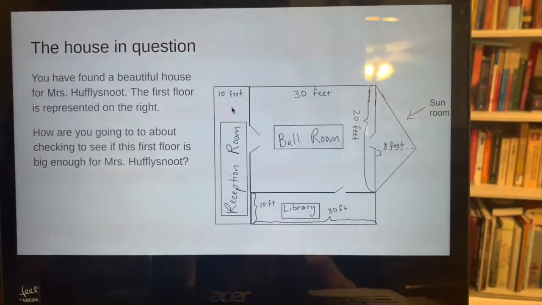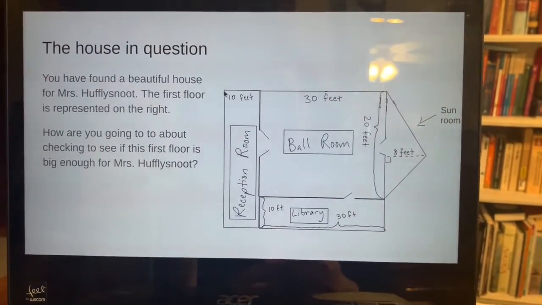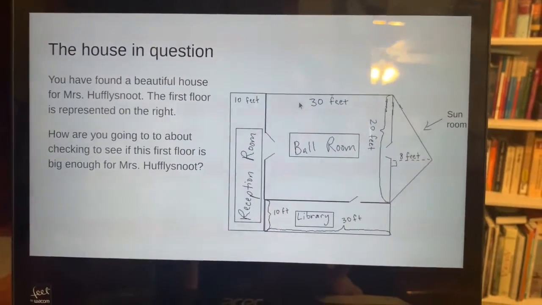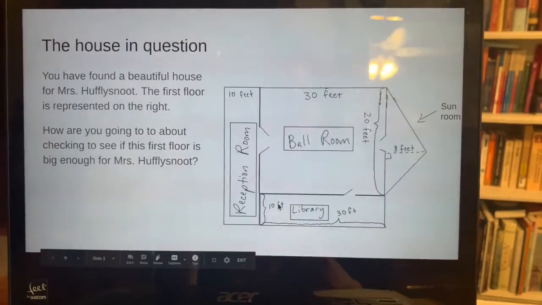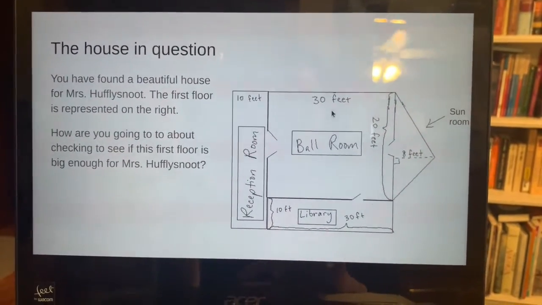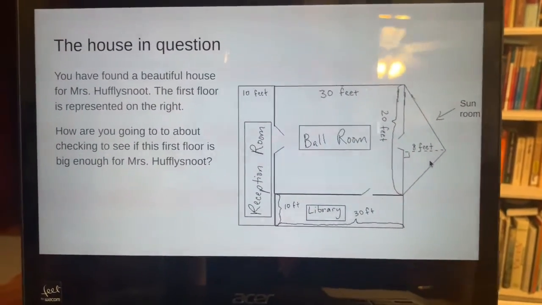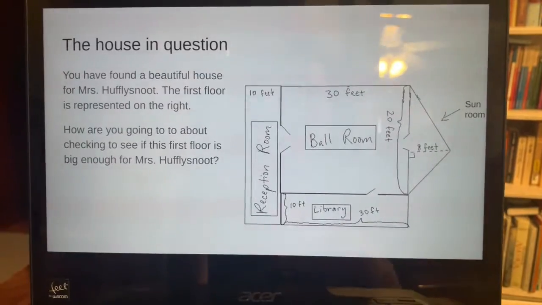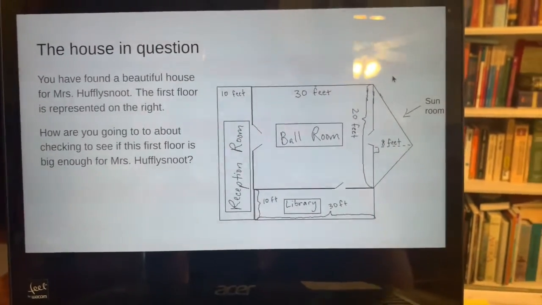Well, luckily you have measurements of all the rooms. So you have 10 feet is the length of this reception room, 30 feet here, 20 feet here, library 30 feet and 10 feet. So what you're going to do is you're going to find the area of each of these rooms and then add them together to find the total area, and then you can see whether it meets her standards of 1,500 feet. So you can either pause the video here and solve it, or just continue watching as I go through it.